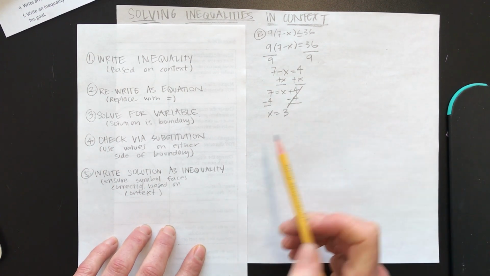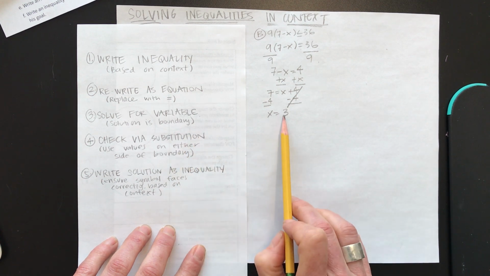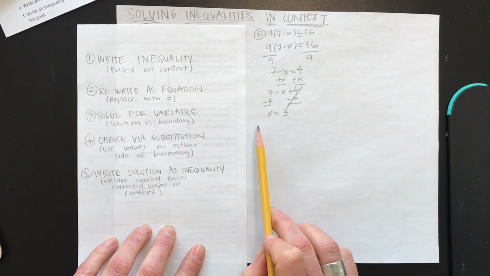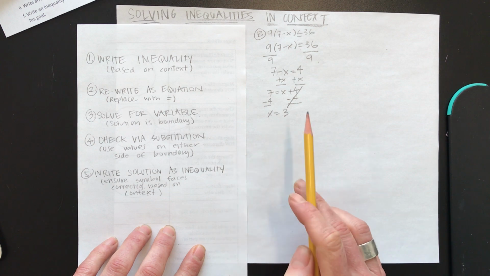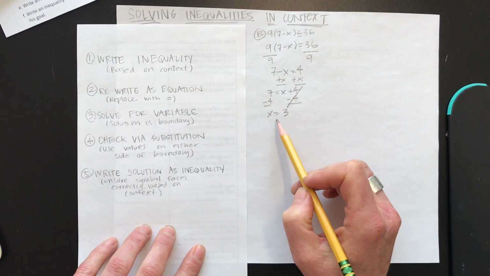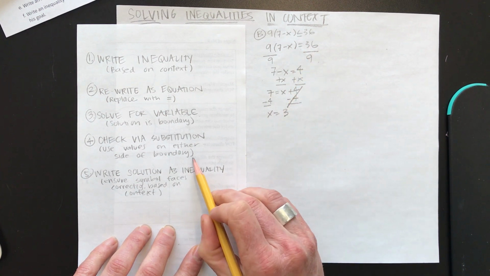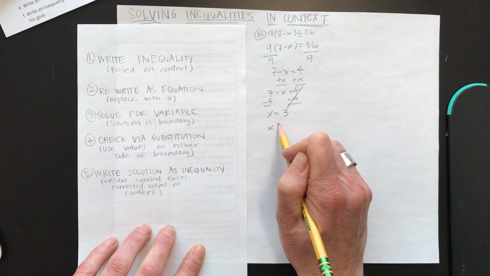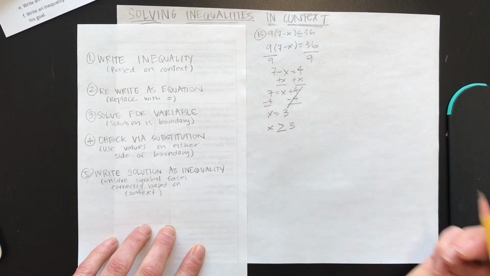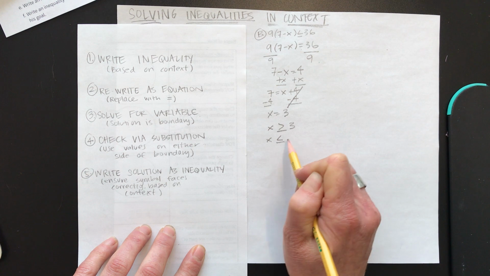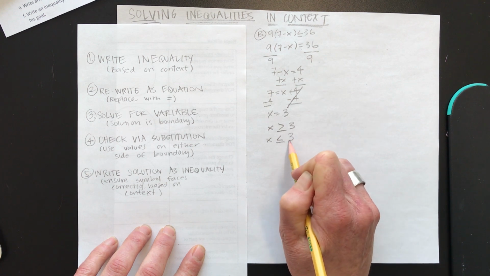So now I have 2 choices. I've solved for my variable. My solution is the boundary. I need to check to figure out which direction my inequality is going to go. So I'm going to choose numbers on either side of the boundary. I need one value where x is greater than 3 and one value where x is less than 3.